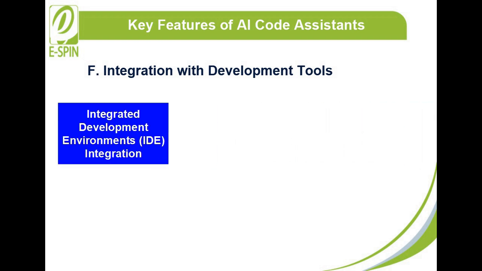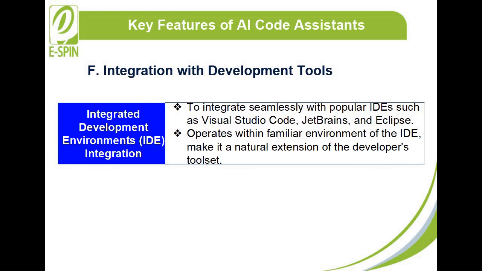IDE integration. AI code assistants are designed to integrate seamlessly with popular integrated development environments, IDEs, such as Visual Studio Code, JetBrains, and Eclipse. This integration allows the assistant to provide in-context support directly within the developer's existing workflow. Whether it's offering code suggestions, detecting errors, or providing documentation, the assistant operates within the familiar environment of the IDE, making it a natural extension of the developer's toolset.